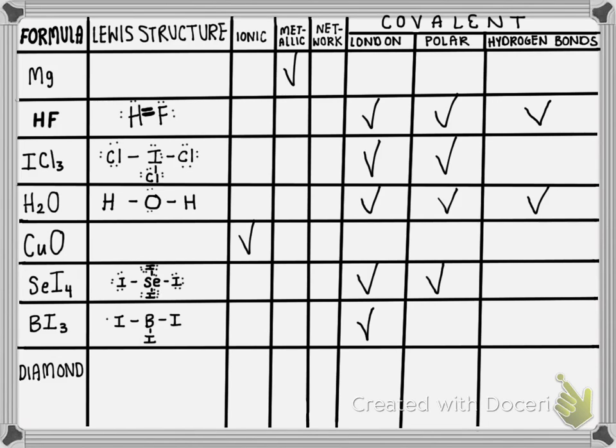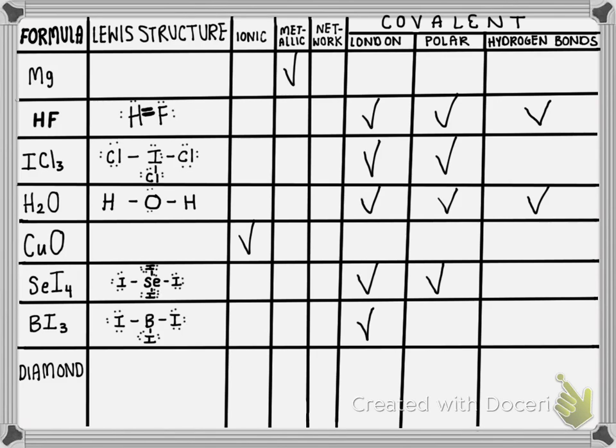So 2, 4, 6, 8, 10, 12, 14, 16, 18, and there's no leftover, so you can conclude that it is not polar because there are no lone pairs on the central. So we'll just stick with London dispersion for that one.